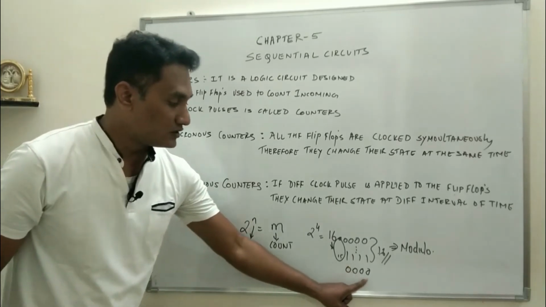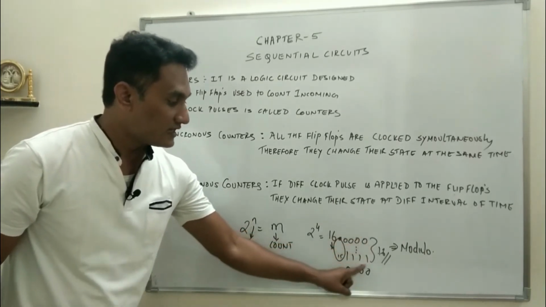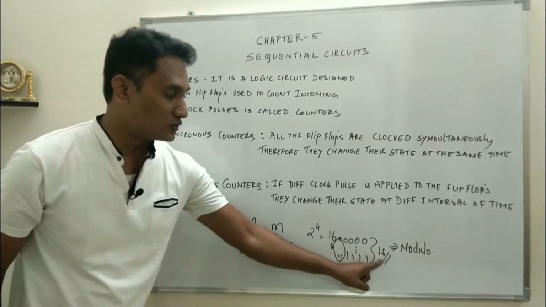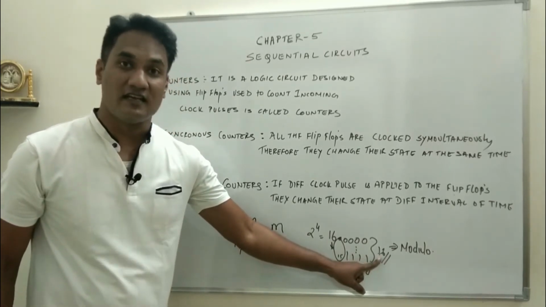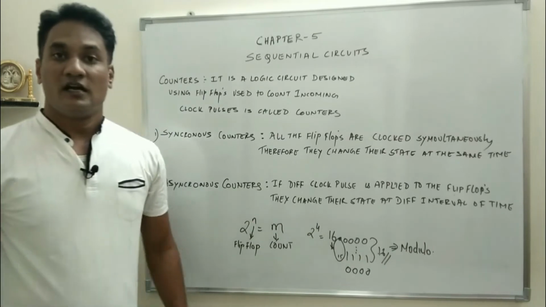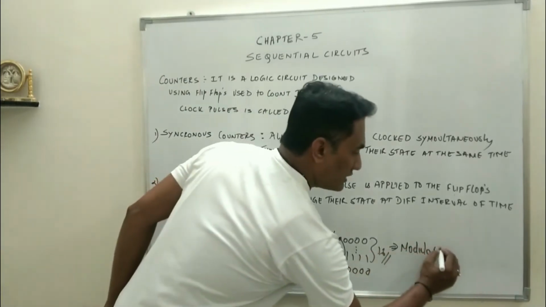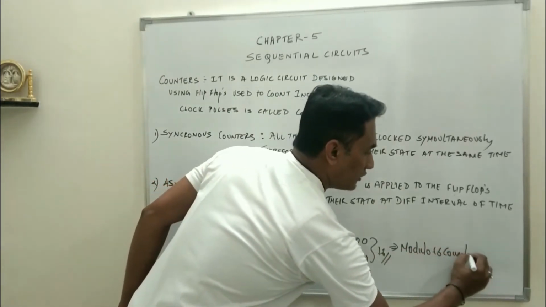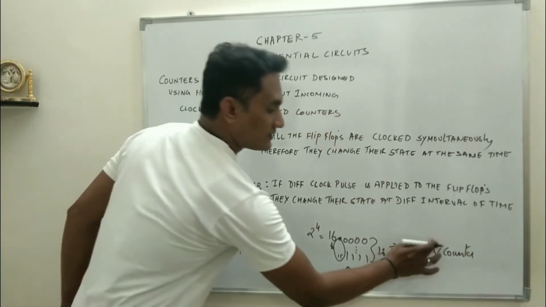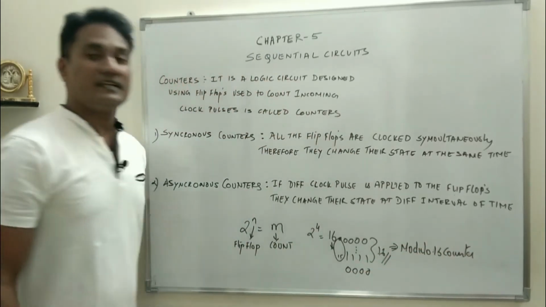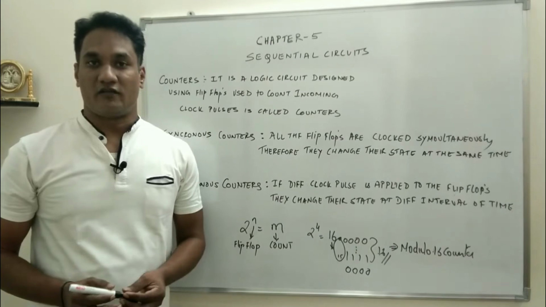It will reset back to 0, 0, 0, 0. So the discrete states are 0, 0, 0, 0 to 1, 1, 1, 1. So total number of discrete states is 16, and that type of counter will be called a modulo 16 counter, where modulo defines the number of discrete states. I hope you have understood.